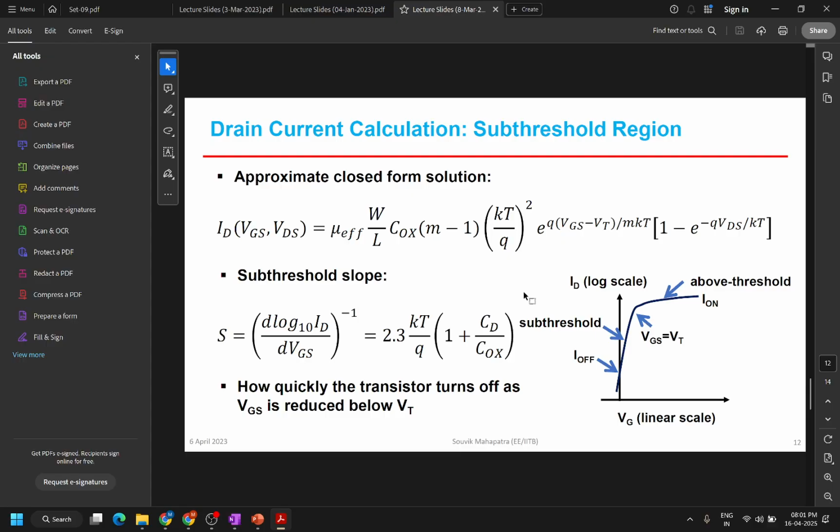And if you want to cross that limit, then the only option is tunneling current, because there the quantum factors emerge and they can help you cross the thermodynamic limit. By thermionic current or drift diffusion current, you cannot go below 60 millivolts per decade. Yes, sir.